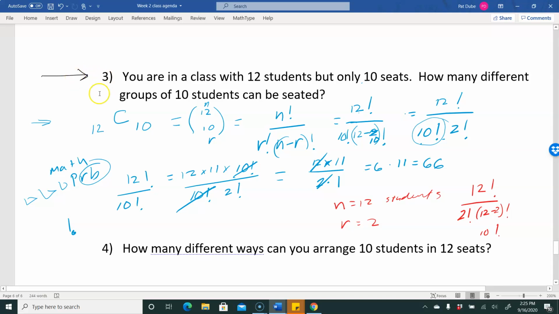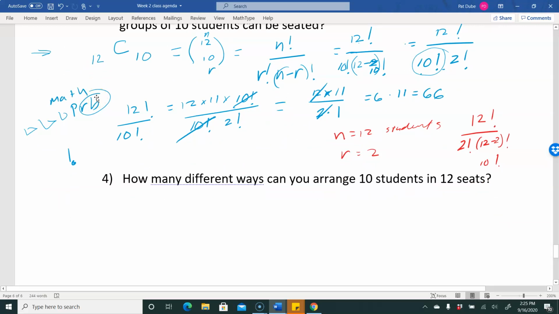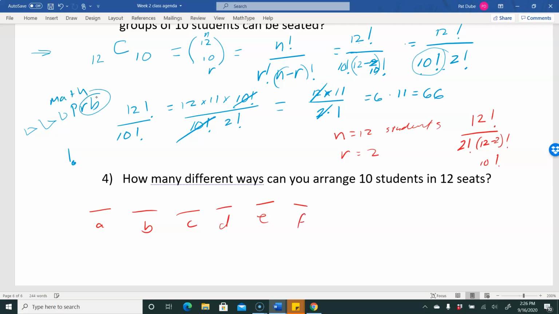So let's look at the same problem, only now we care which seat they're in. You have seat A, seat B, seat C, seat D, seat E, and this would be an arrangement. Seat F, 1, 2, 3, 4, 5, 6, seat G, seat H, seat I, let me see, 1, 2, 3, 4, 5, 6, 7, 8, 9, and seat J. How many different ways can I fill these seats? And a student sitting in seat A is different than that student sitting in seat B this time.